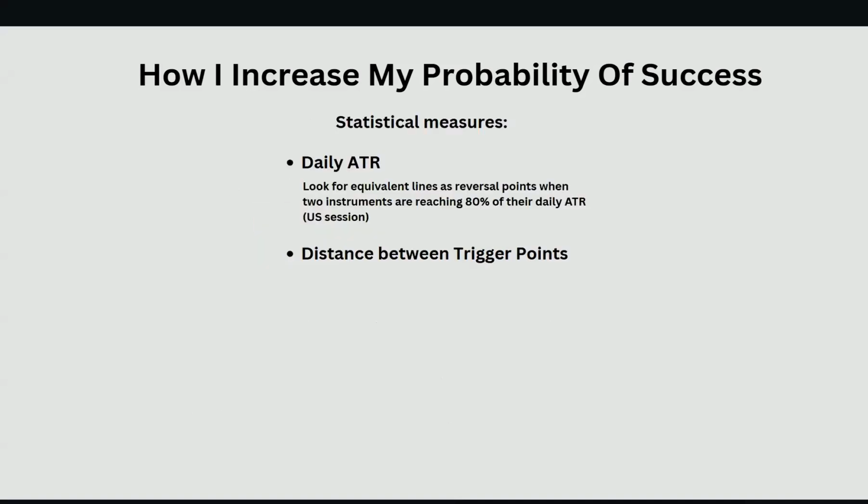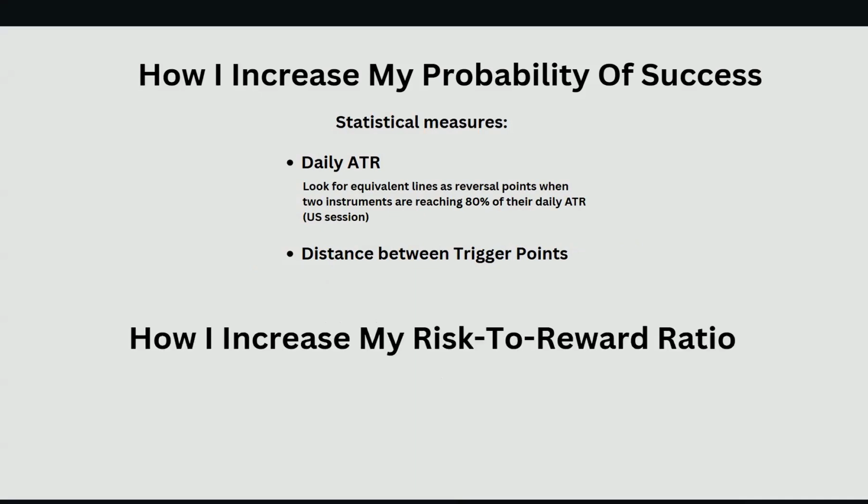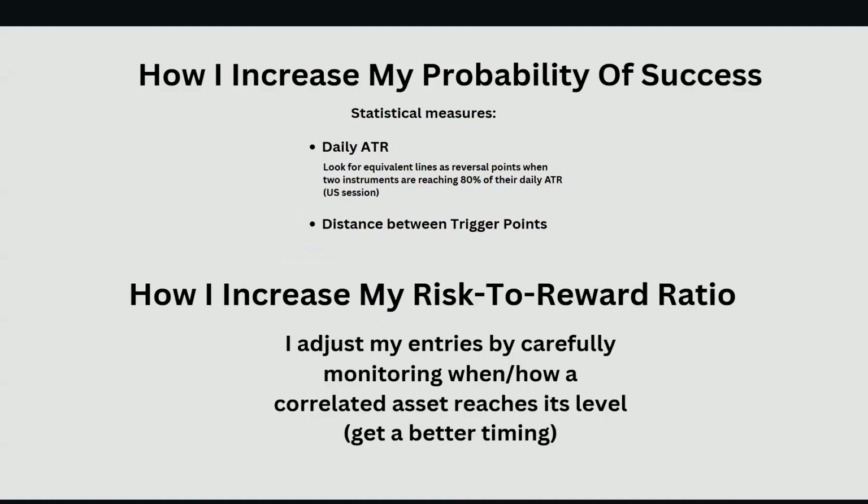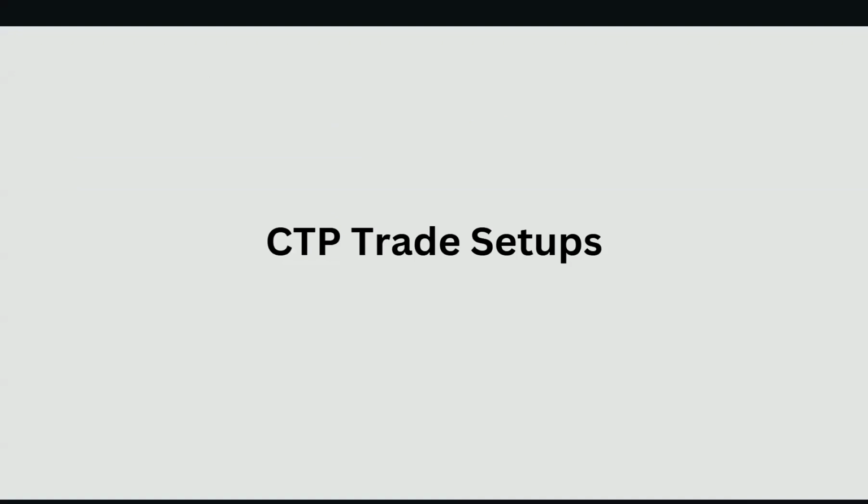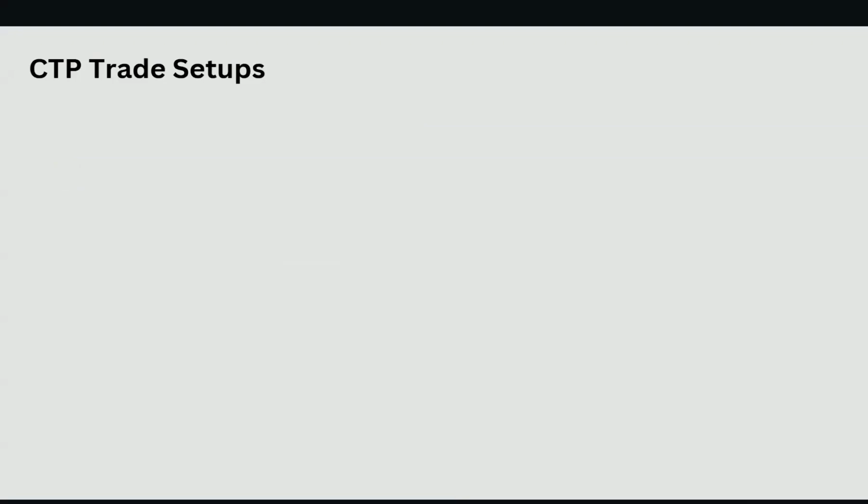So the first question was how I increase my probability of success. The second will be how I increase my risk to reward ratio. And this leads me to the next topic. Now I'm going to present 3 groups of CTP setups. Some of them can be useful for scalping, and some of them for large moves. And then I'll present my favorite setups.